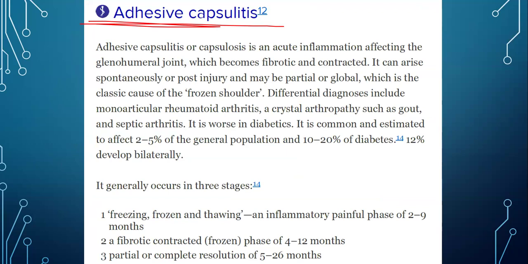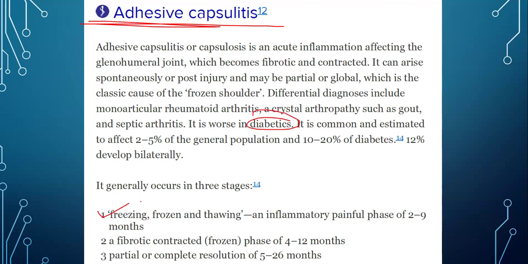Next is adhesive capsulitis, or frozen shoulder. I'm sure all of you have heard about it. Adhesive capsulitis is an inflammation of the glenohumeral joint, which means inflammation of the shoulder joint, and you know that it has a capsule. If the capsule gets inflamed, at some point it can become fibrosed and contracted. So it's basically fibrosis or a contracture of the capsule of the shoulder joint. And if it happens, the patient can have a frozen shoulder where all movements of the shoulder can be completely restricted. It is common in diabetic patients.